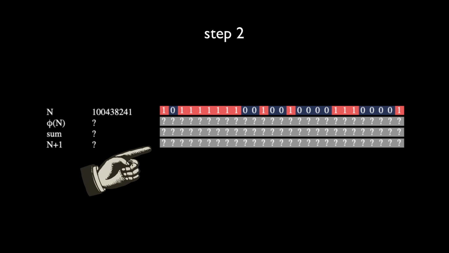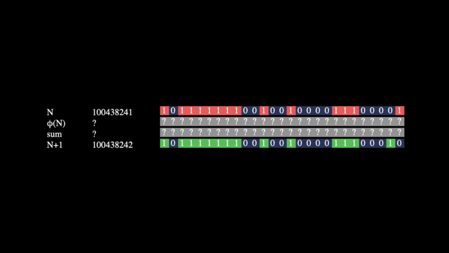We'll use this semiprime as our example. It's a little over 100 million. Step 2, we will fill row 4 with the value n plus 1. This can be used to calculate the totient.